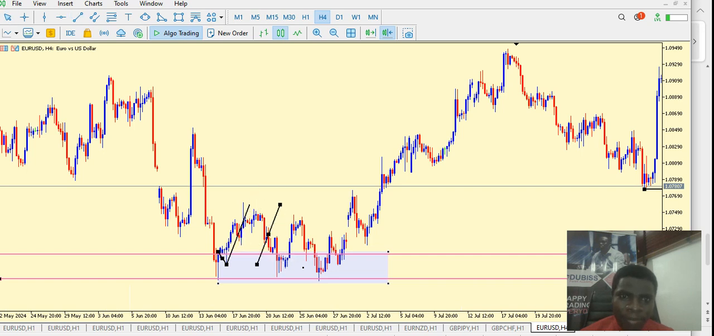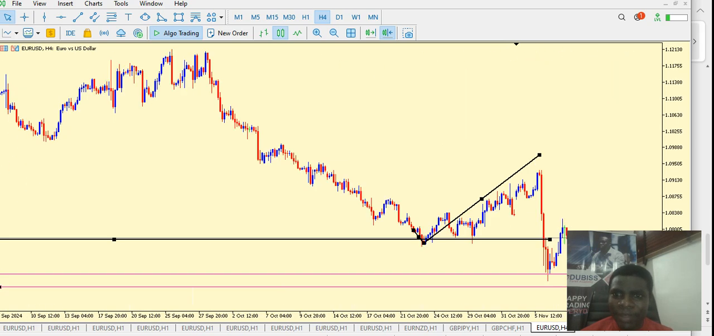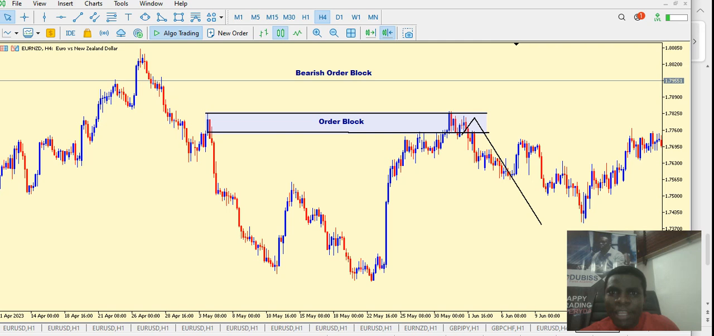Price equally tested this zone several times. So let's go back and check. Can you see what happened here? Can you see how that order block attracted buyers in that zone, and price moved up? So this is how I show you that the order block is where the big boys, the banks, the institutional traders, place their entry.